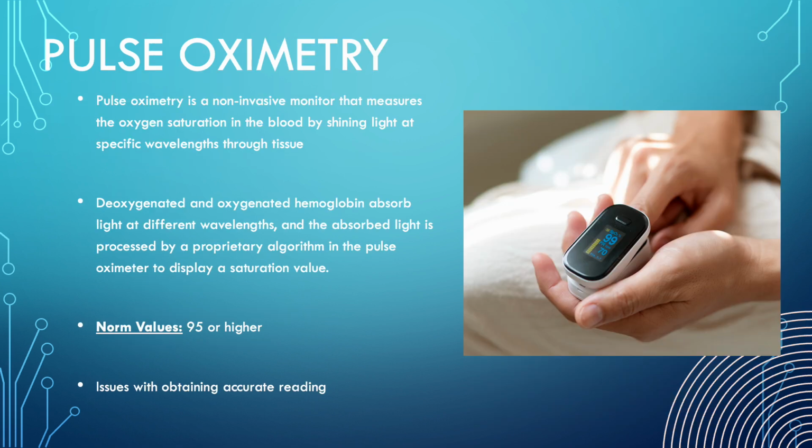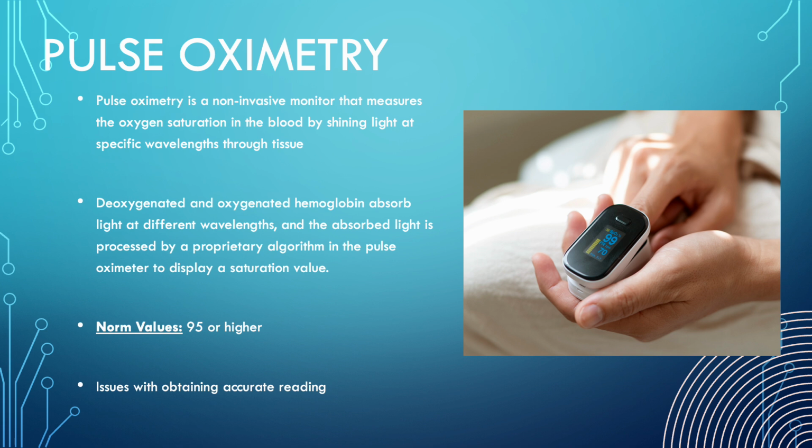The last vital sign that we're going to talk about is pulse oximetry. Our pulse oximetry, or sometimes the tool or instrument is often shortened to pulse ox, is a non-invasive monitor that measures the oxygen saturation in the blood by shining a light at a specific wavelength through the tissue. This is usually applied to the finger. It's comfortable. It just kind of clamps to your finger lightly.